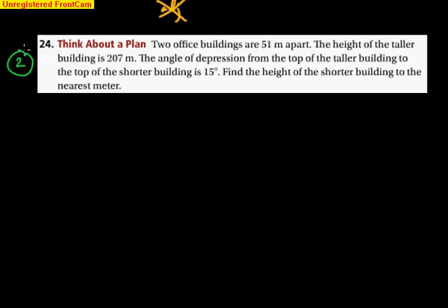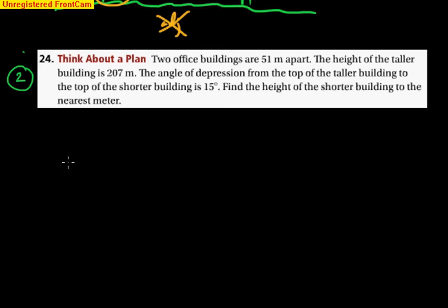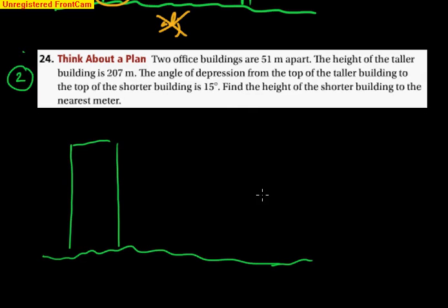Okay, next problem says two office buildings are 51 meters apart. The height of the taller building is 207 meters. The angle of depression from the top of the taller building to the top of the shorter is 15 degrees. Find the height of the shorter building to the nearest meter. Okay, so here's the picture. We have two buildings. We have a tall building, right? Here's the ground. And then we have a shorter building.